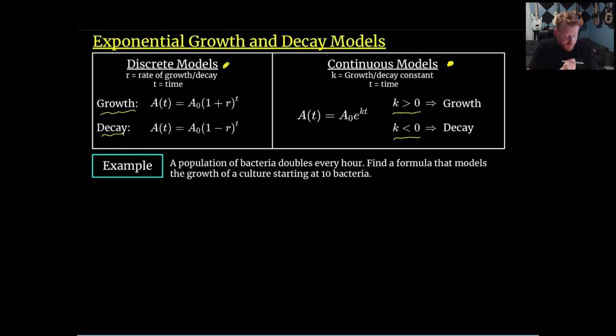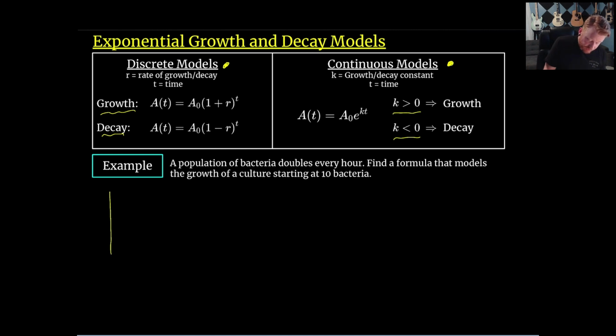So that's what the formulas look like here, and I want to dive in a little bit more about this kind of discrete versus continuous thing in terms of this example. So what this says here: a population of bacteria doubles every hour. Find a formula that models the growth of a culture starting at 10 bacteria.